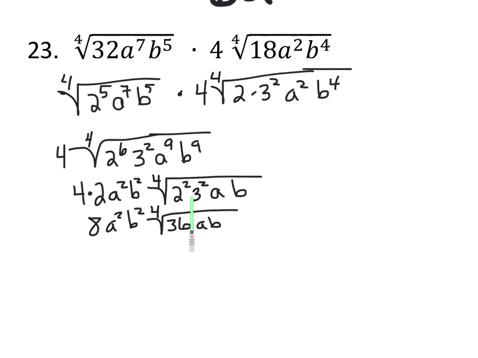The a to the 9th, 9 divided by 4 is 2, so I can take out 2 of the a's, and I leave 1 inside. And the same thing with the b. B squared, leave a b inside.